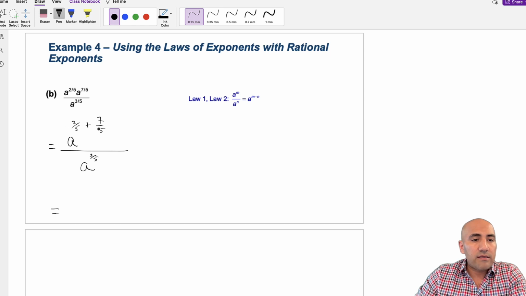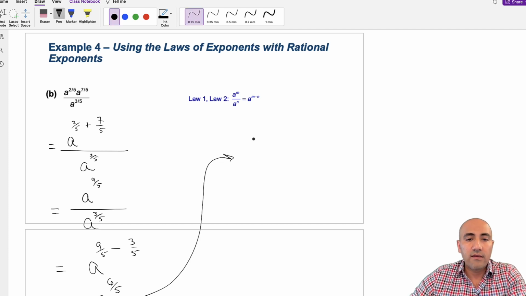Now here, luckily, they already have the same denominator, so this will be equal to a to the 9/5 power divided by a to the 3/5 power, which then becomes a to the 9/5 power minus 3/5. Right? Again, if we have exponential numbers being divided in this order with the same base, in this case the a, then we subtract the exponents, which then gives us a to the 9 minus 3 is 6/5. Okay, so now it's just a matter of simplifying that. A to the 6/5 power.